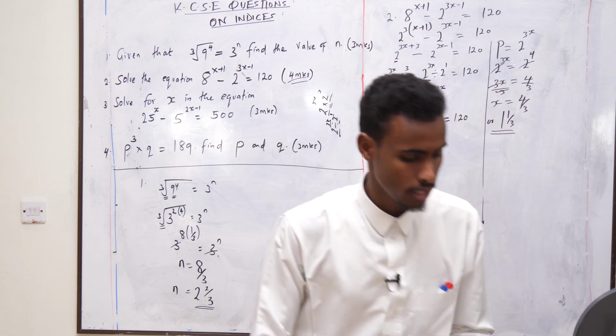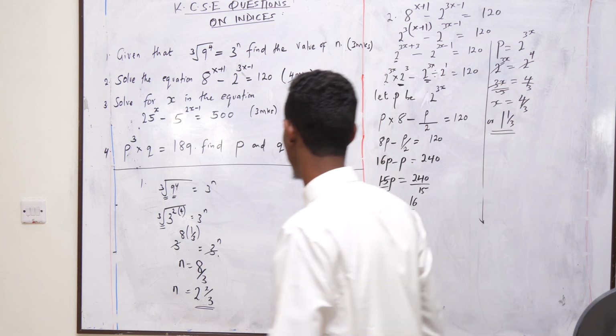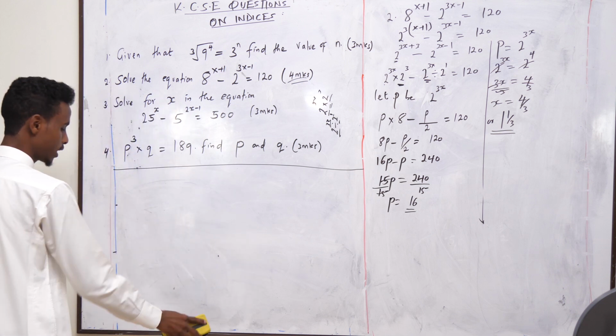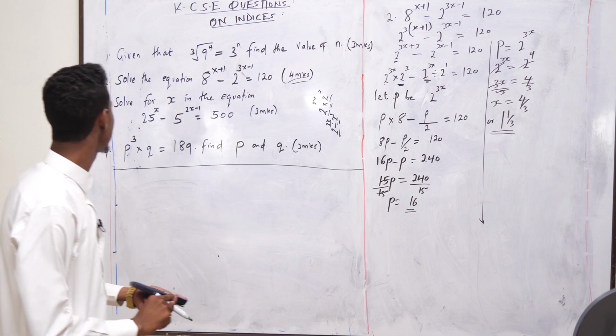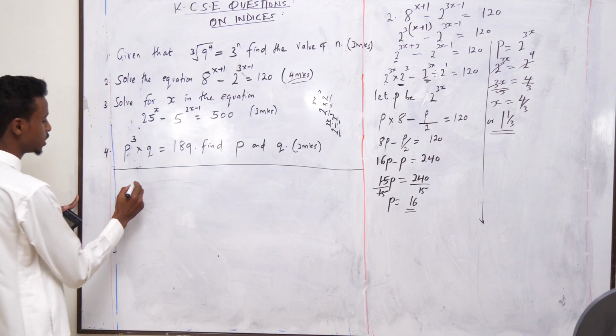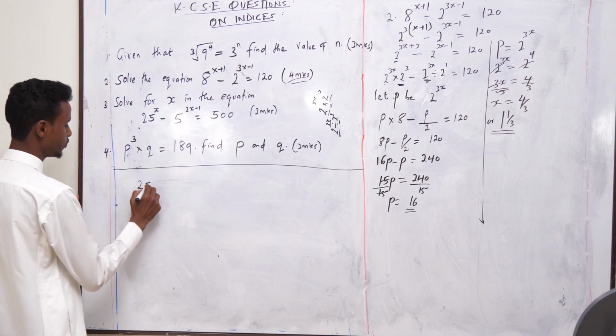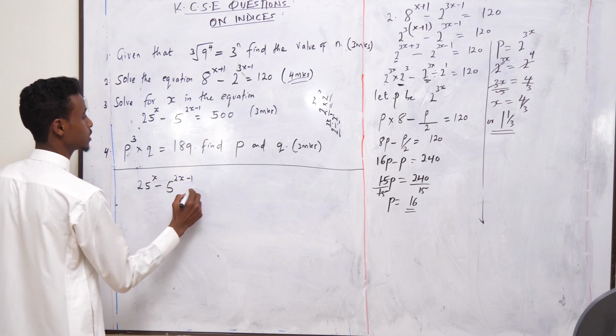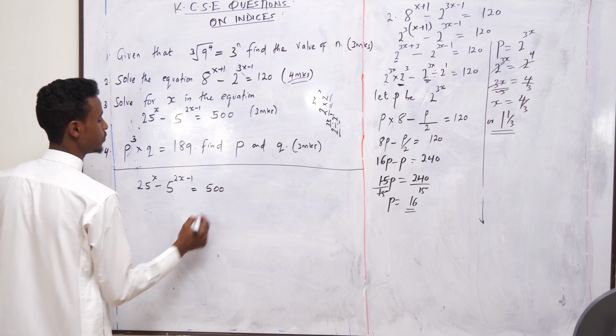The next problem, question number 3, is very simple. We can do it quickly here. Question number 3 says, solve for x: 25 power x minus 5 power 2x minus 1 is equal to 500.